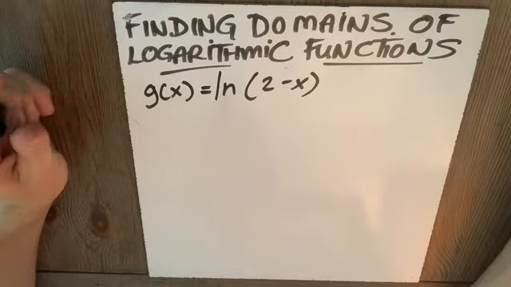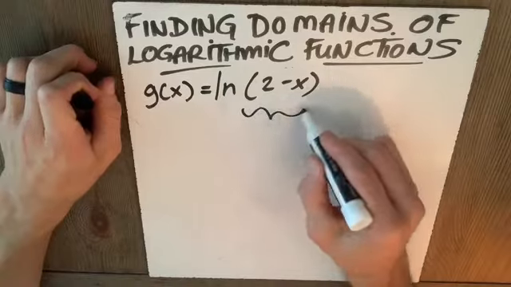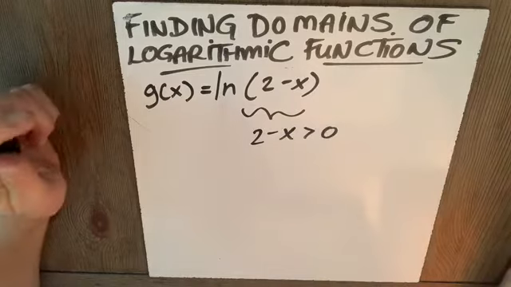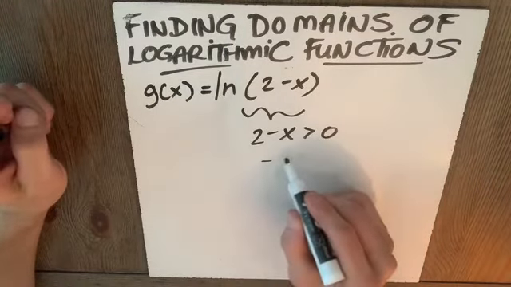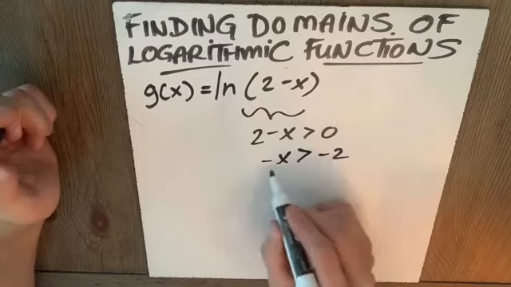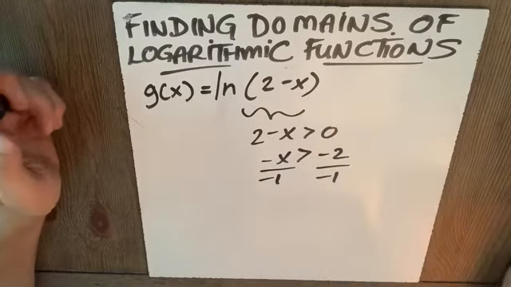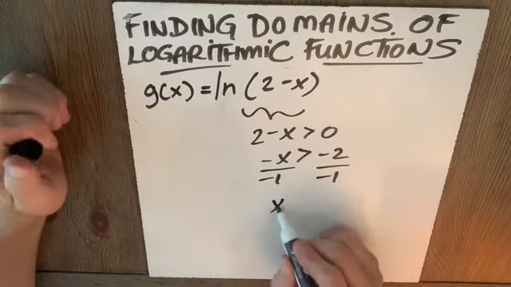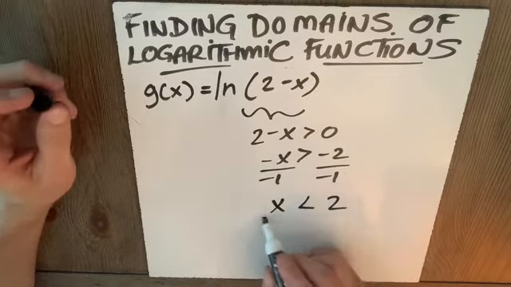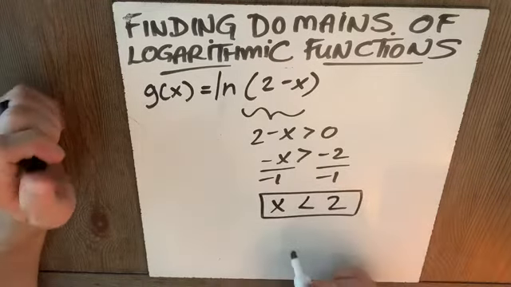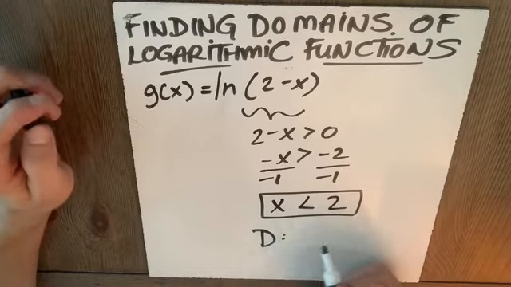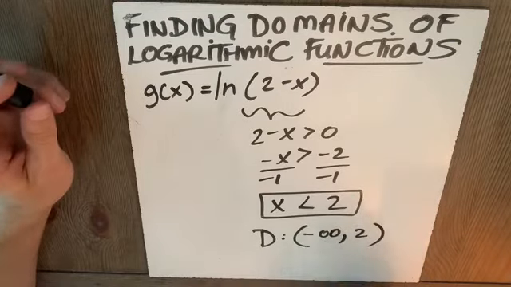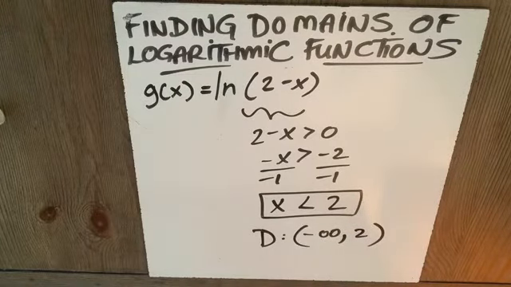What if you wanted to find the domain without graphing it? Whatever we're taking the natural log of has to be positive. So you can mechanically set this up and say, subtract 2 from both sides. Negative x is greater than negative 2. If you divide both sides by negative 1, remember you have to change the sense of the inequality. So the domain here is x is less than 2. That means x can come from negative infinity all the way up to 2, and you get the same answer.